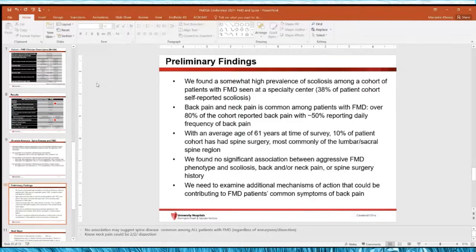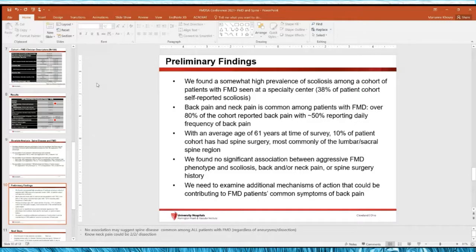And this is a little bit of a novel thing, because we know that neck pain has been reported in the registry, and we think the most common reason for neck pain among patients with FMD is dissection. But this back pain is something new that we're finding to be a commonly reported symptom. And among patients, the average age of the survey was 61 years. At that point, already 10% of our patients have had spine surgery, most commonly of the lumbar and sacral region.